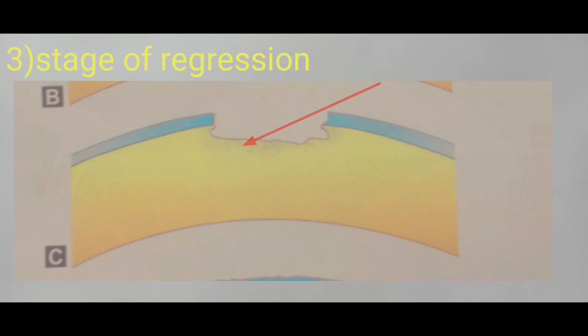Now stage 3, that is the stage of regression. It is induced by the natural host defense mechanism and the treatment which augments the normal host response. A line of demarcation develops around the ulcer, which consists of leukocytes that neutralize and eventually phagocytose the offending organism and necrotic cellular debris.